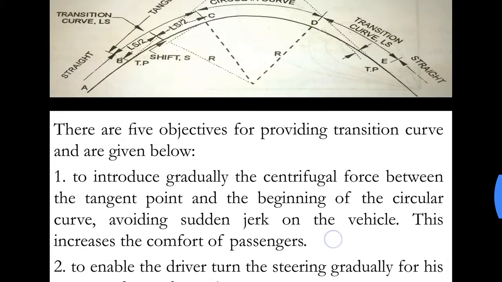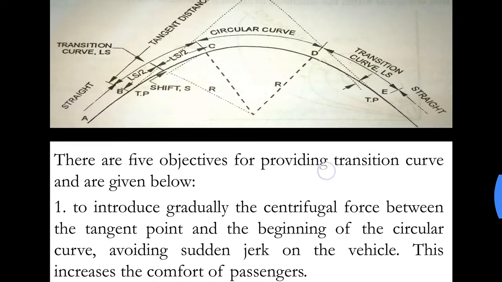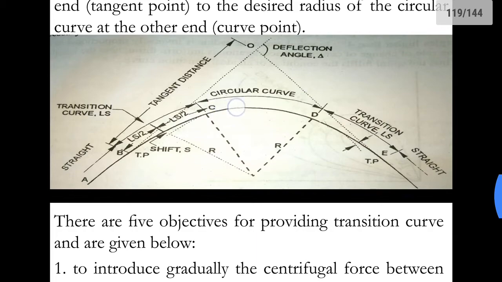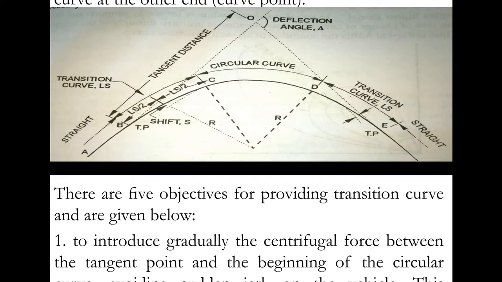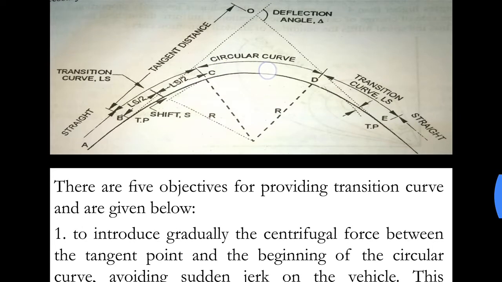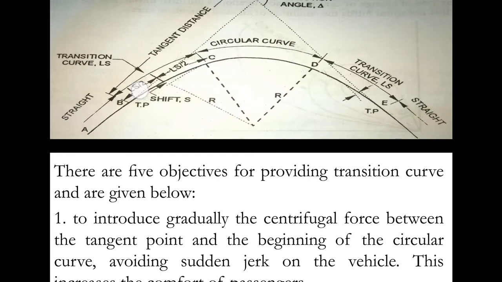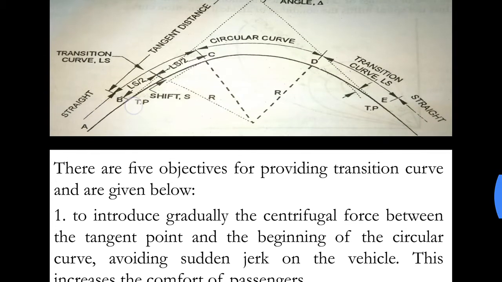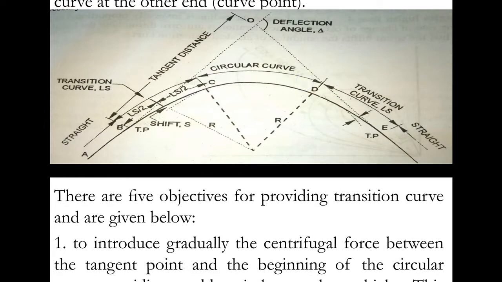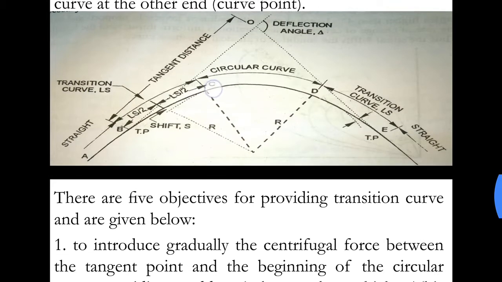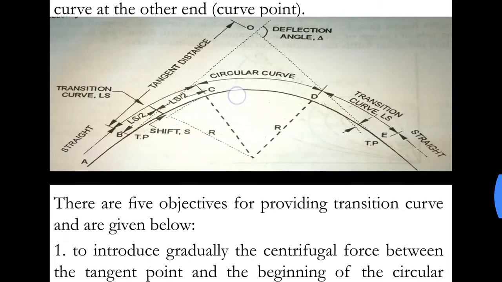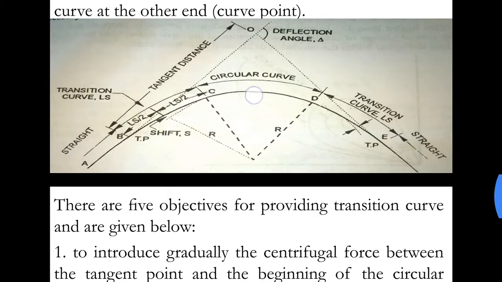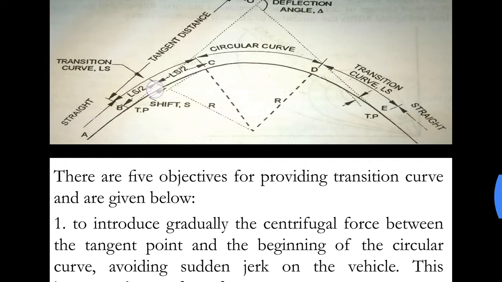As we have studied earlier, the vehicle or the driver that is traveling on a horizontal curve experiences a centrifugal force towards the outer end of the curve. Now if there is no transition curve provided in between the straight and the circular curve, then there would be a sudden centrifugal force experienced by the driver at the start of the circular curve. We don't want that sudden jerk. In order to reduce that sudden jerk, we provide a transition curve.